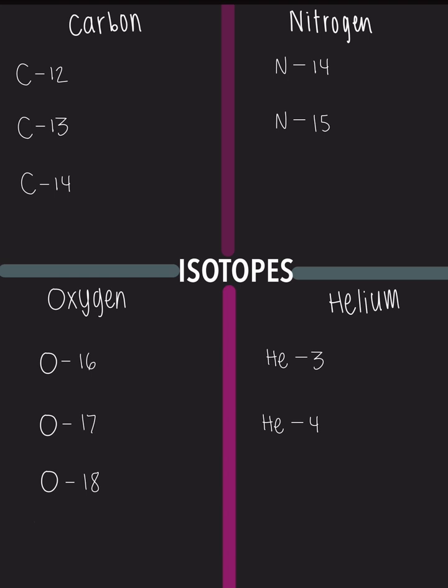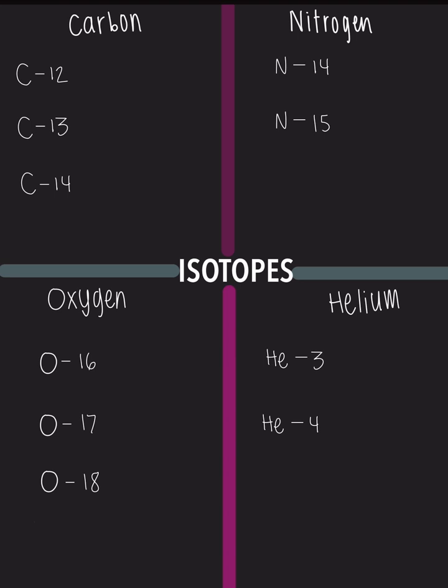Okay, so let's talk isotopes. So what are isotopes? If you didn't see my last video, you can go check that out where I introduced atoms and protons and neutrons, electrons. But in this video, like I said, I'm going to talk about isotopes, and I'm not only going to talk about them, but I'm going to show you how you can calculate neutrons.